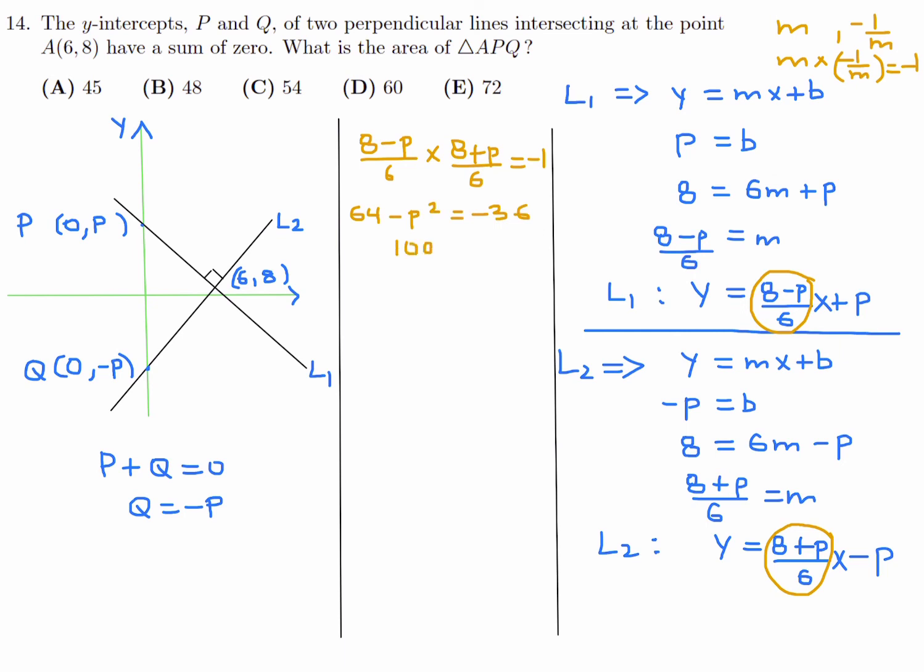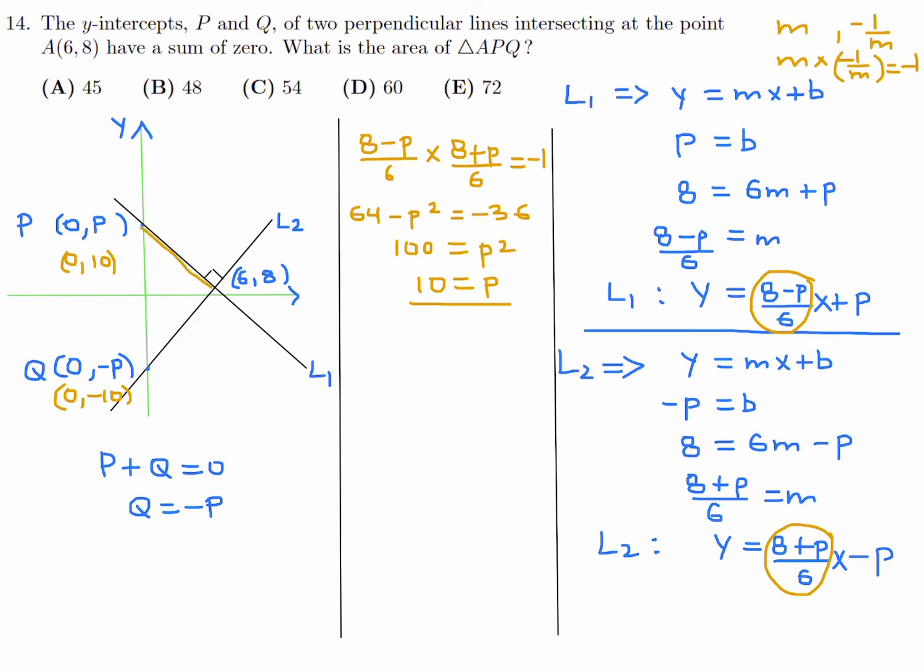So that means 100 is equal to p squared, and therefore p is 10. And there we go. We got p, and now we can figure out the lengths. So this is (0, 10), and this is (0, -10). So now I can figure out this length and that length, and I can then figure out the area.